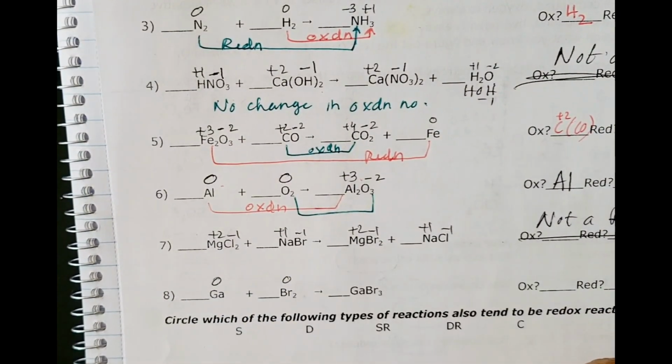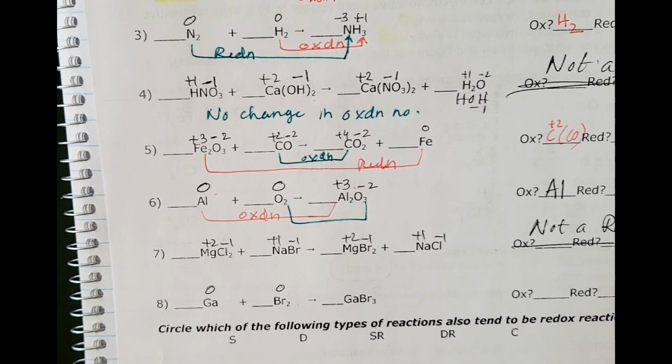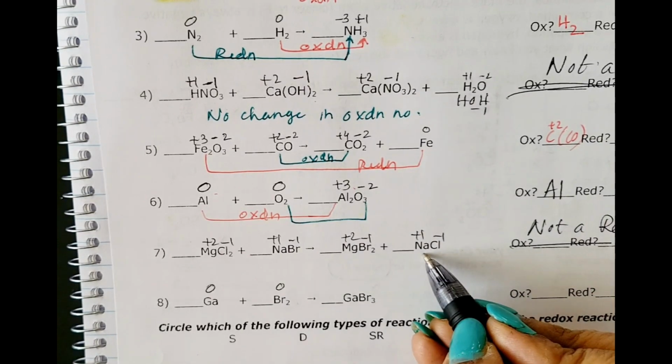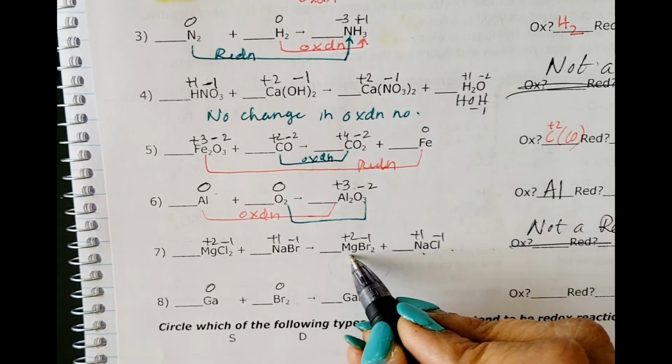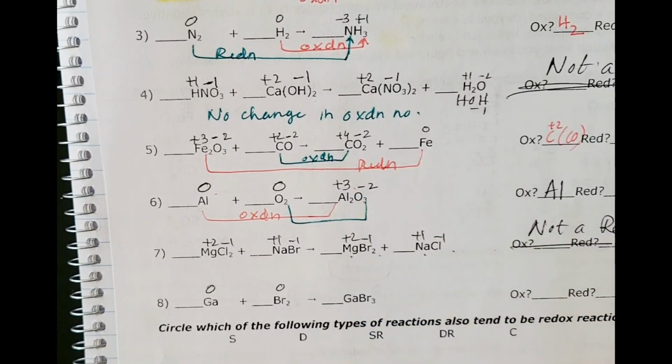0, 0. Wait, what happened? How do you find the charges? Okay, sodium, you know the charge, you can find chlorine. Magnesium, you know the charge, you can find bromine. Group 1 will be +1, group 2 will be +2. There is no exception for that. Okay, you can use that for finding the charge of other ones.